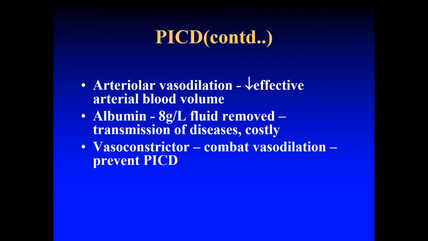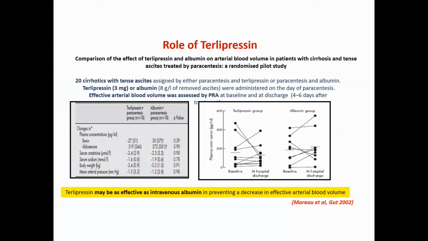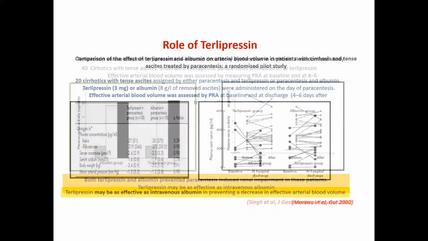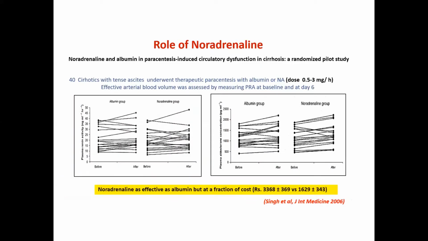However, there is apprehension of transmission of diseases, and albumin is costly. Hence, vasoconstrictors were also tried to combat the vasodilatation in these patients. This is a landmark study done by Moreau, in which he compared patients who were given albumin with another group in which terlipressin was used, and he found that terlipressin was as effective as albumin in preventing PICD. We also did a similar study way back in 2006, in which we included 40 cirrhotic patients with tense ascites. They underwent LVP, and then we compared the effect of terlipressin with albumin, and this was also equally effective in preventing PICD.